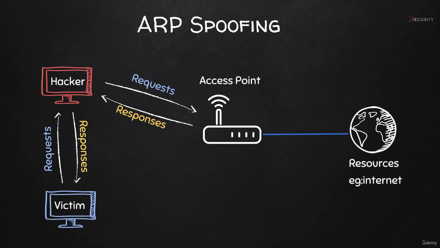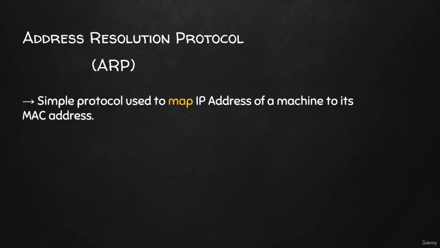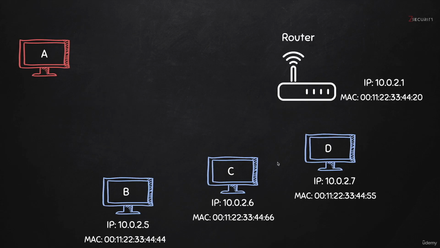Now, for us to understand how this works, you need to have a basic understanding of what ARP is. ARP stands for Address Resolution Protocol, and it's a very simple protocol that allows us to link IP addresses to MAC addresses. So, for example, let's say we have a network here. We have devices A, B, C, and D. They're all connected to the same network. And we have the router here for this network. We can see that each device has an IP and a MAC address. And let's assume that device A needs to communicate with device C.